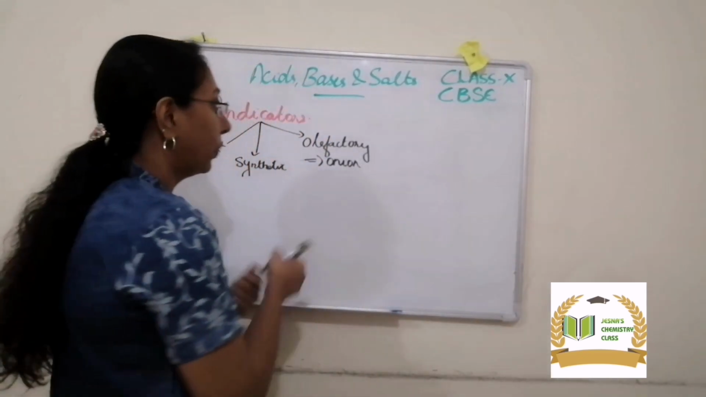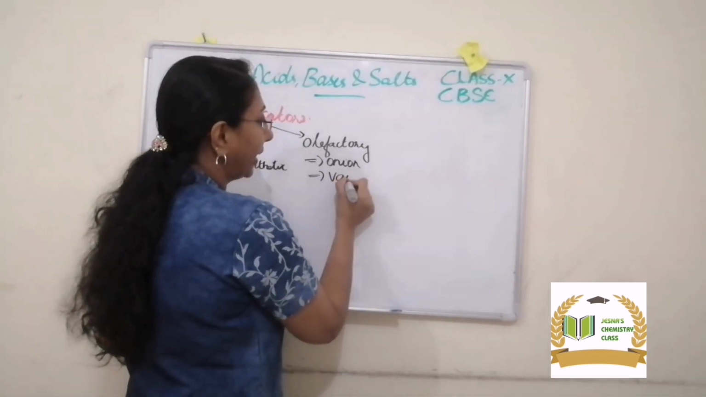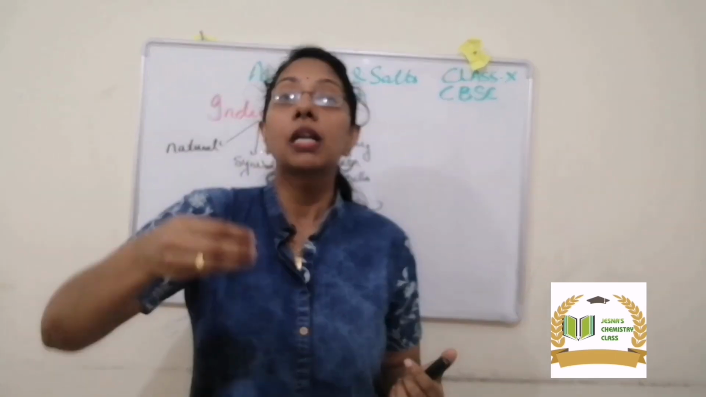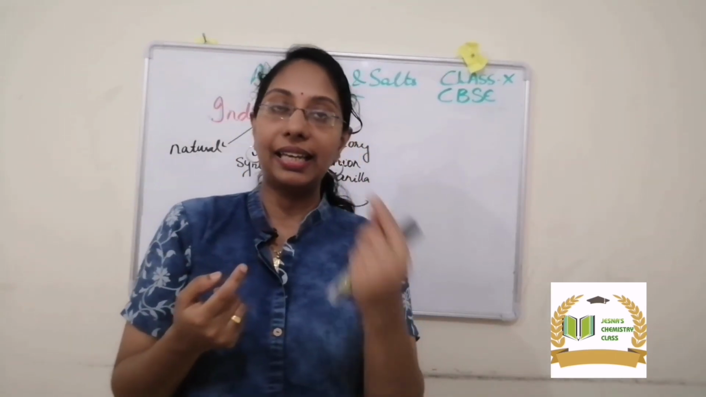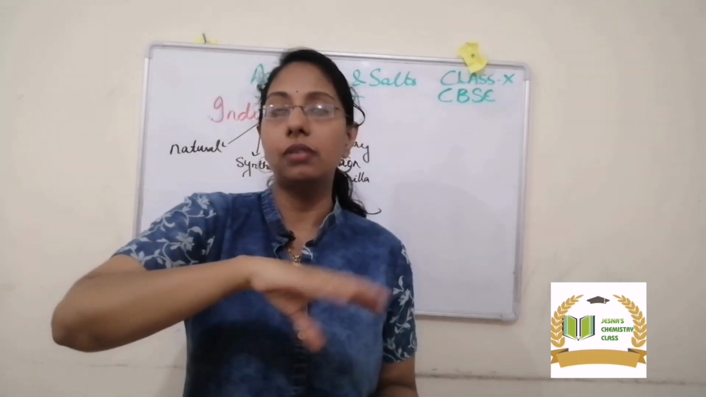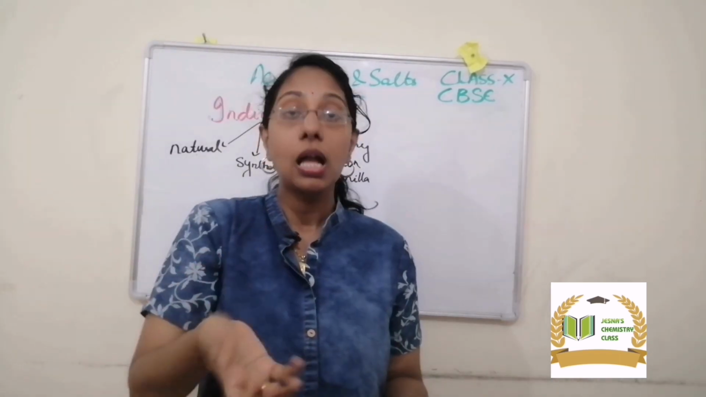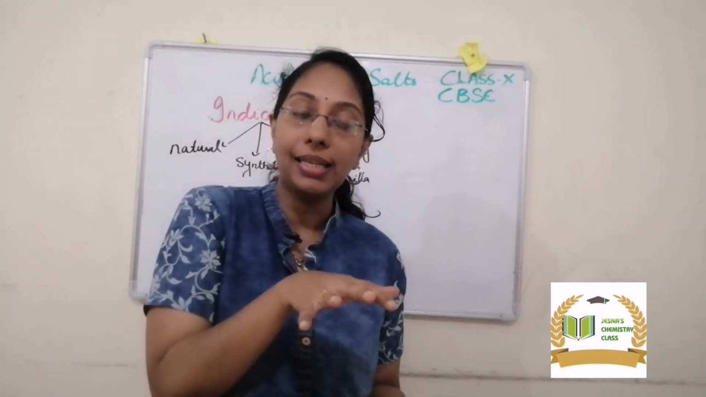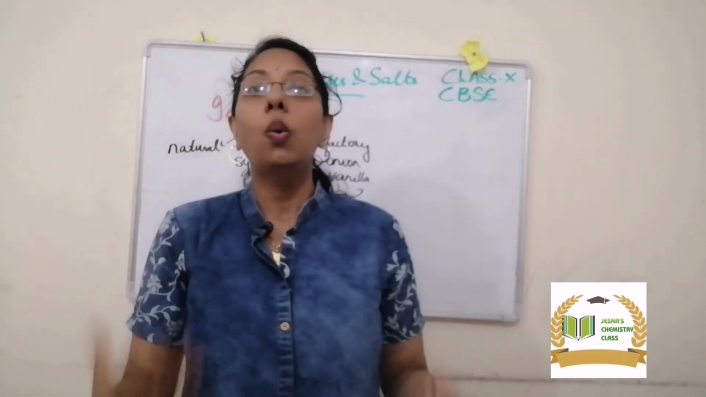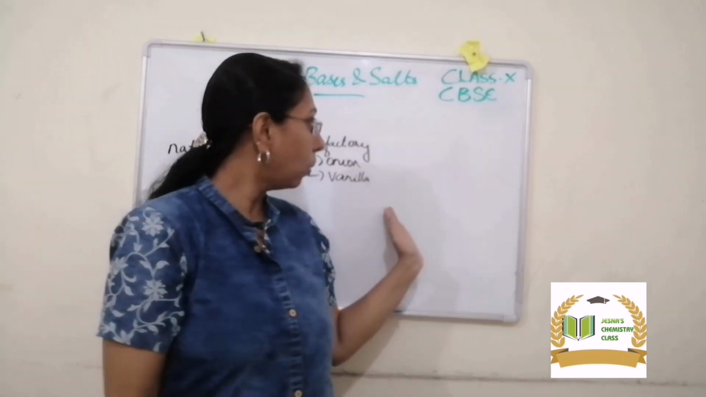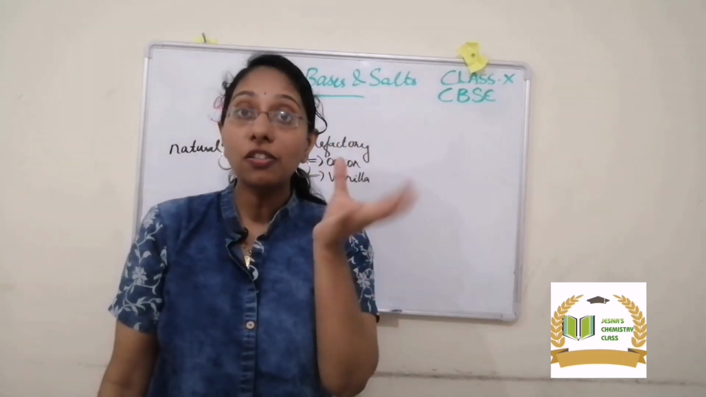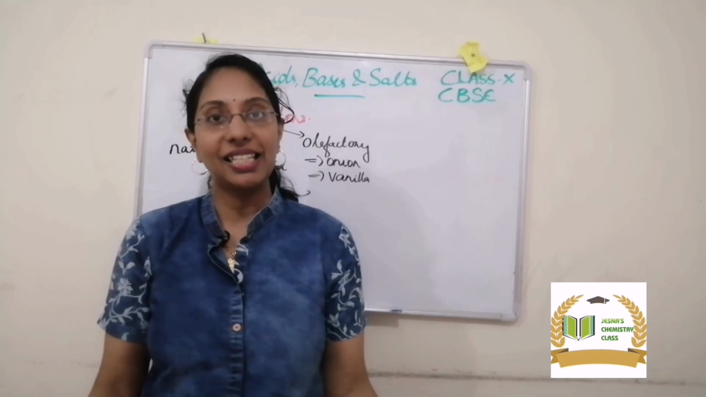The second one is vanilla. We all know the smell of vanilla, vanilla cake, vanilla essence. We get vanilla essence from vanilla leaves. If we put vanilla into an acid, there will be no change in its smell. But if we put the vanilla in a base, the smell of the vanilla vanishes. So we can say that vanilla and onion can be used as olfactory indicators. It's also a natural indicator.